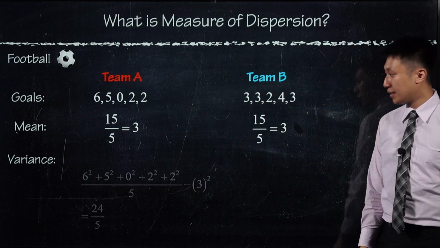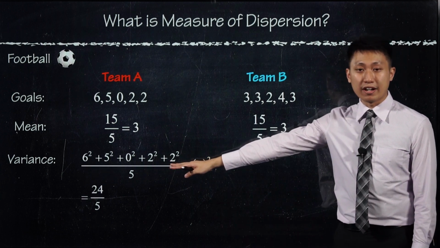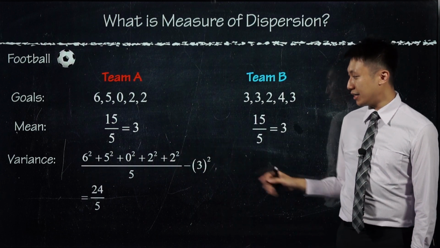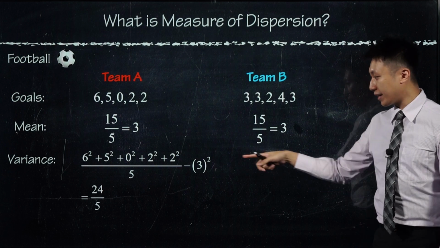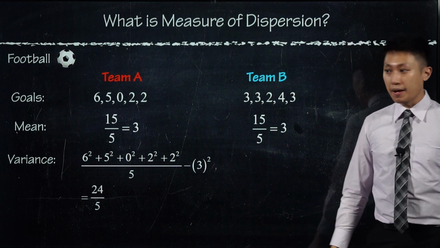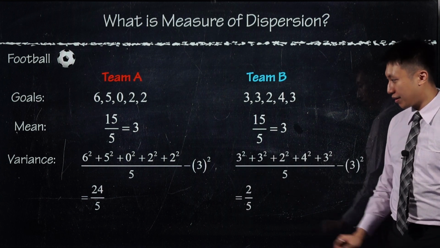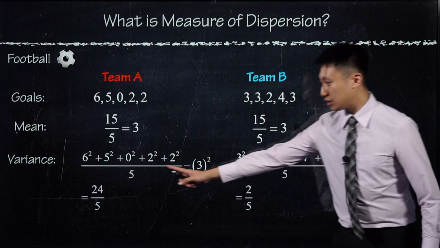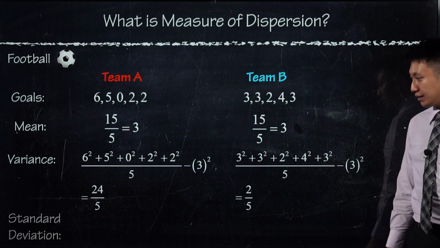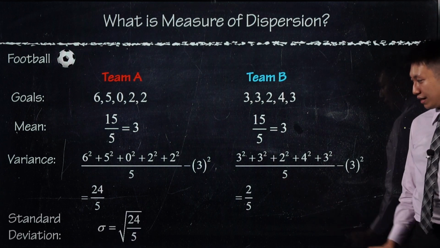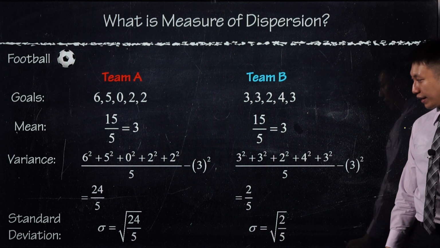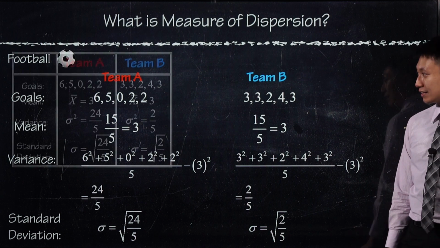Okay, variance. Then you remember the variance formula? Just square, then divide by the total number, minus the mean square. Here, same thing. So you get one is 2.05, one is 2.405. Then standard deviation, square root of that, square root of this. Okay, alright, so let's analyze this.